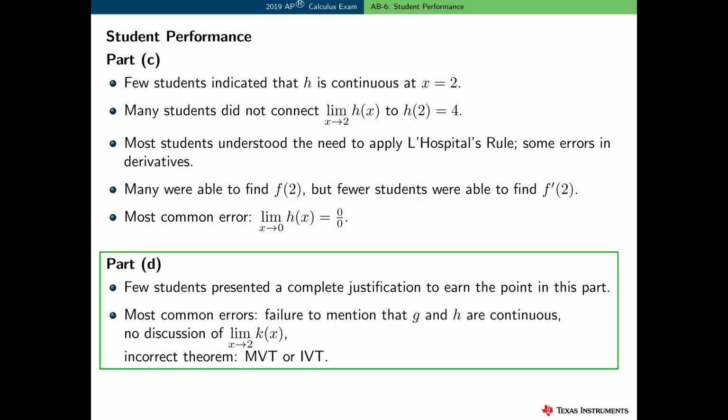In Part D, few students presented a complete justification in order to earn the single point in this part. The most common errors here included the failure to mention that g and h are continuous, no discussion of the limit as x goes to 2 of k of x, and the use of an incorrect theorem, for example the mean value theorem or the intermediate value theorem.